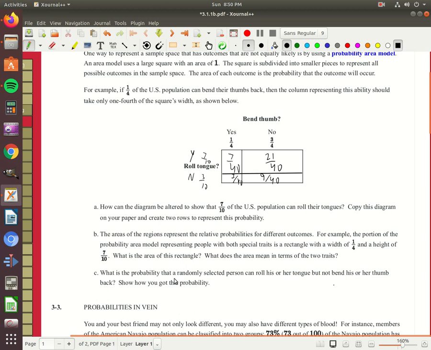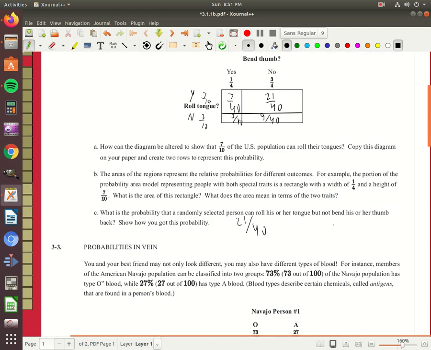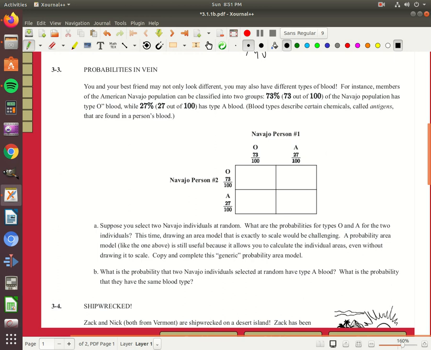It says, what is the probability that a randomly selected person can roll his or her tongue but not bend their thumb? It's 21 out of 40. And again, it says, show how you got it. Well, we multiplied 7 times 3, and we multiplied 10 times 4, and we know that it's a little bit more than half, and you can see it's a pretty large box there. Alrighty, so probabilities in vain. This one's not too bad. The next one gets pretty dark pretty quickly.